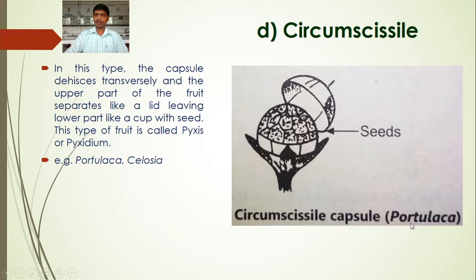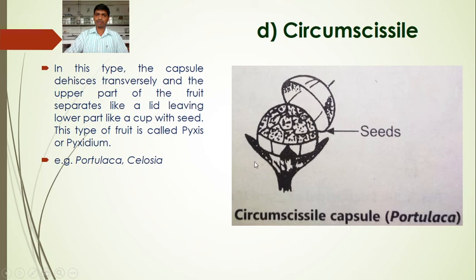So this is the diagram of the circumscissile capsule found in the Portulaca, where the dehiscence occurs transversely so as to produce two parts, upper part and lower part. The upper part of the fruit separates like a lid, leaving the lower part like a cup with seeds. So this cup portion, the lower part like a cup, contains the seeds, while the upper part separates like a lid.